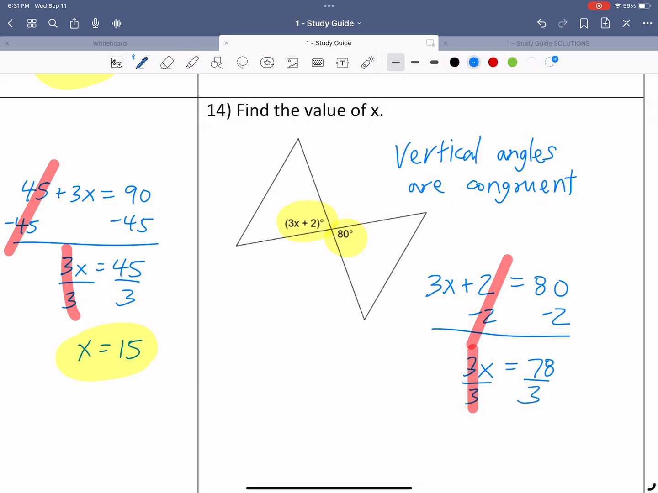You are going to end up with x equals, not 2. Oh, no, I am right. 26. Okay. And again, plug it back in. Check your answer.